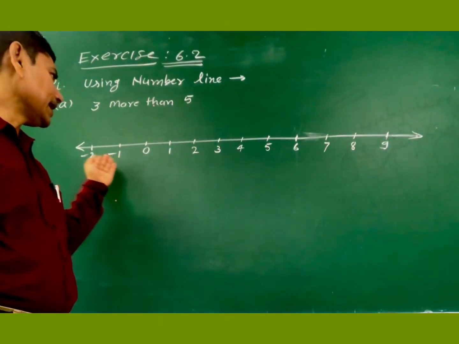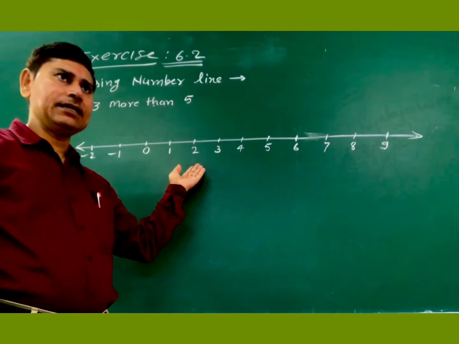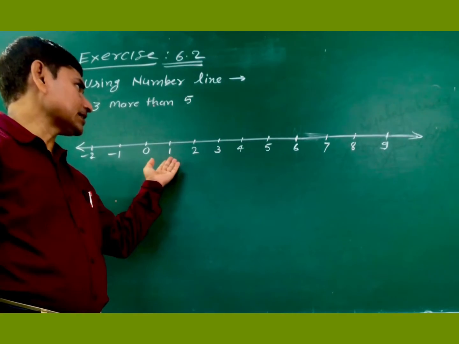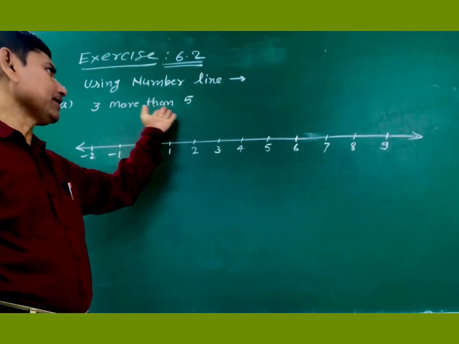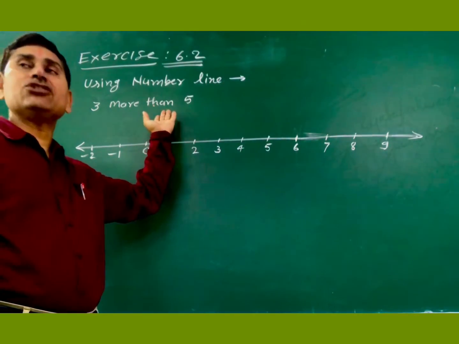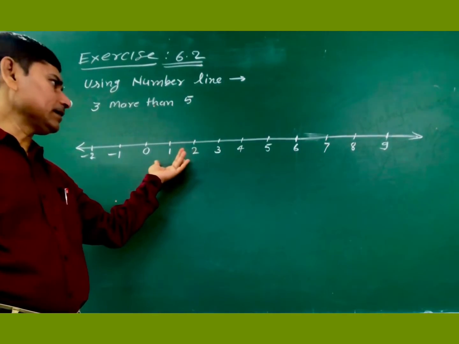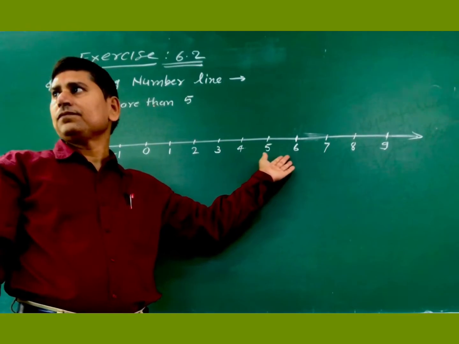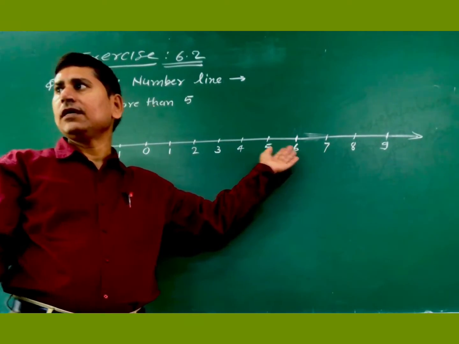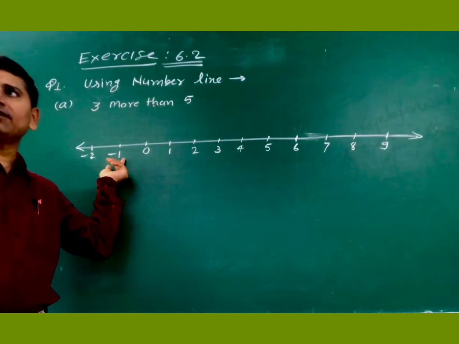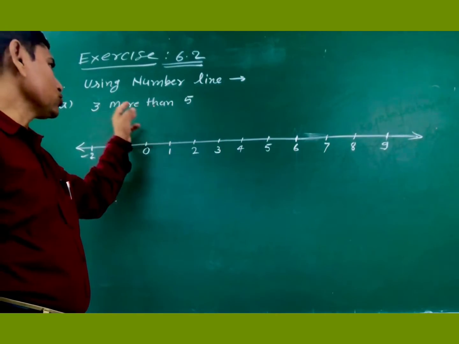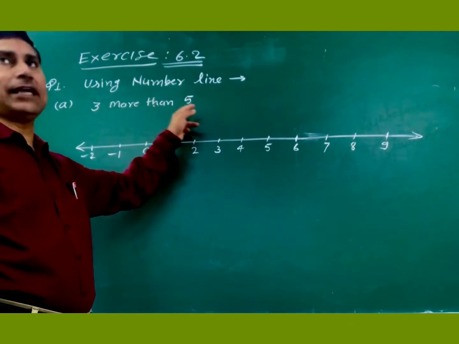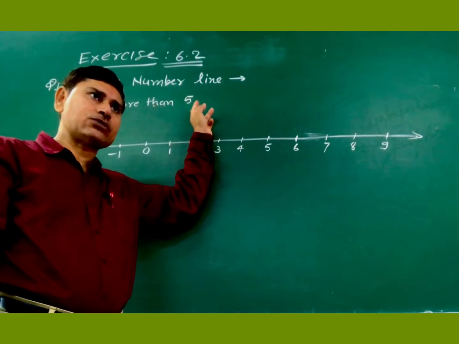Here you can see this is the number line, and in this number line the numbers are given. Most of the numbers are represented as positive and some numbers negative also. So here the question says 3 more than 5. So what to do in this question?